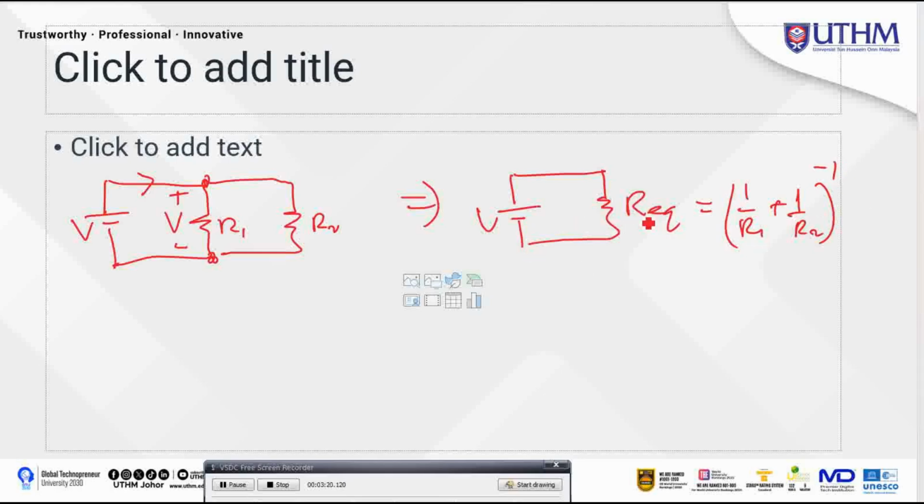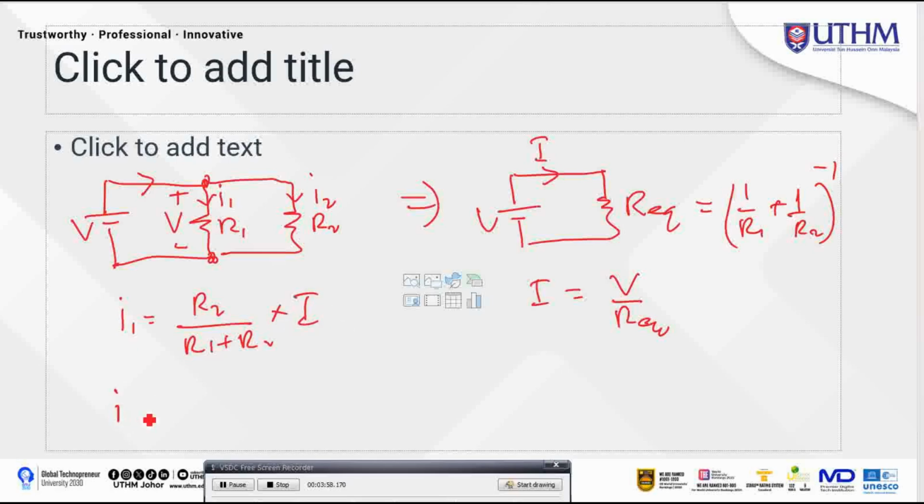Okay, so once we get this, we can determine the current. So I is equal to V over R equivalent. From this we can get the value of I1, which is the current passing through R1, and also I2, which is the current passing through R2. So I1 is equal to R2 over R1 plus R2 times I.